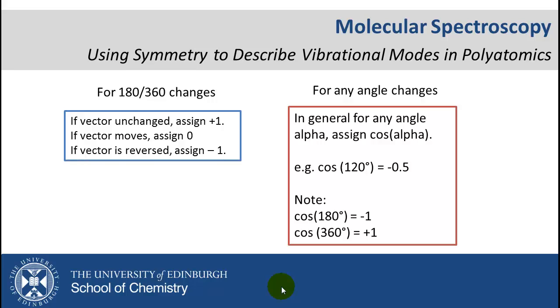You can see for the 2 scenarios we've already considered, where the vector remains unchanged and the vector reverses direction, you can see where we get these values. For a value of 180 degrees, cosine of 180 gives us minus 1, as used before. A value of 360 degrees, in other words the vector doesn't change direction, results in cosine of 360, which is plus 1, as used before.